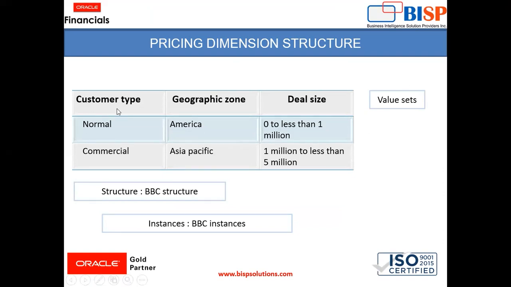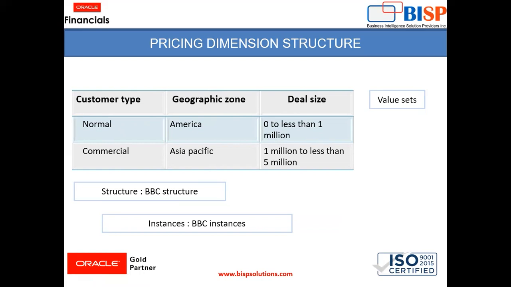Here is a small example for better understanding of the tasks or steps which we have discussed. Like you can see, customer type. There are two types of customer, normal and commercial. Geographic zone: America, Asia Pacific. Deal size: one is 0 to less than 1 million and another one is 1 million to less than 5 million. This whole thing is nothing but a pricing dimension structure which we need to create in the instance.